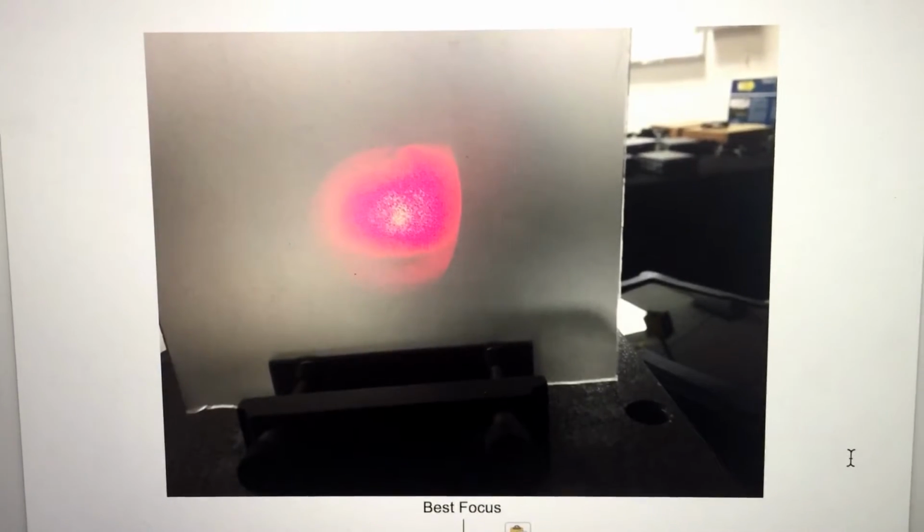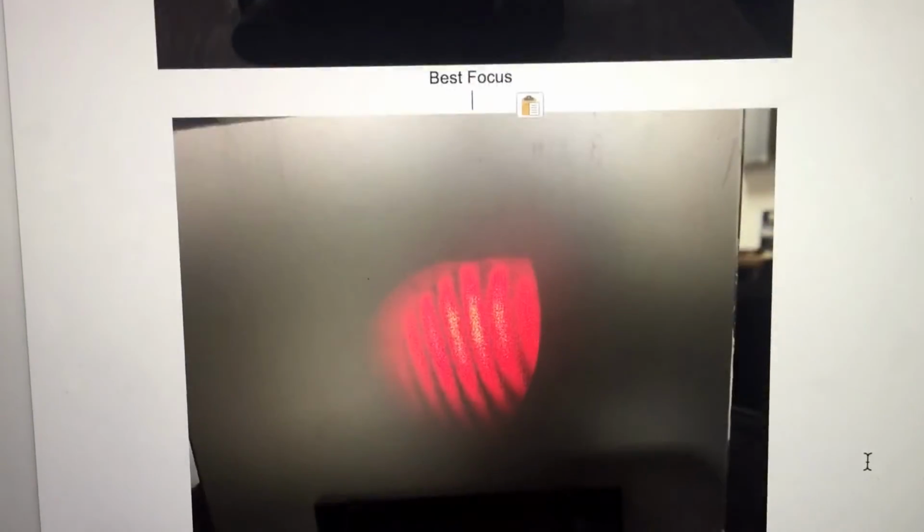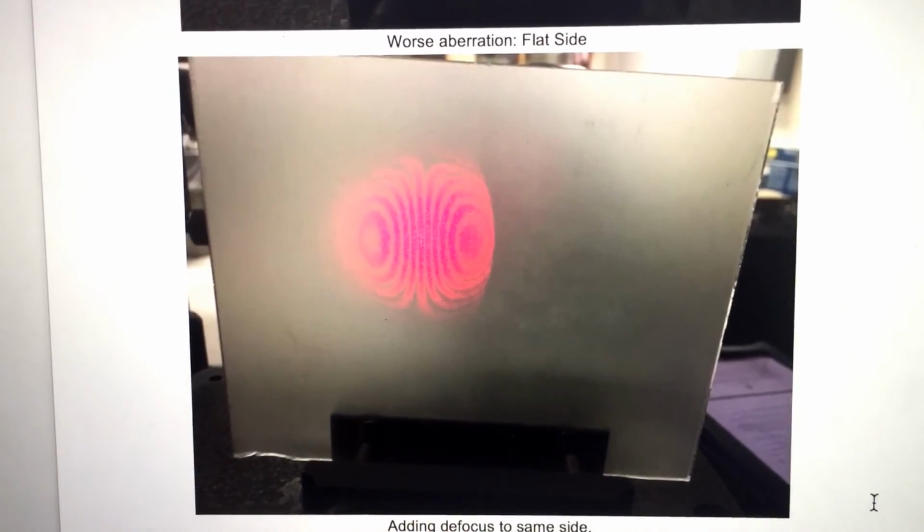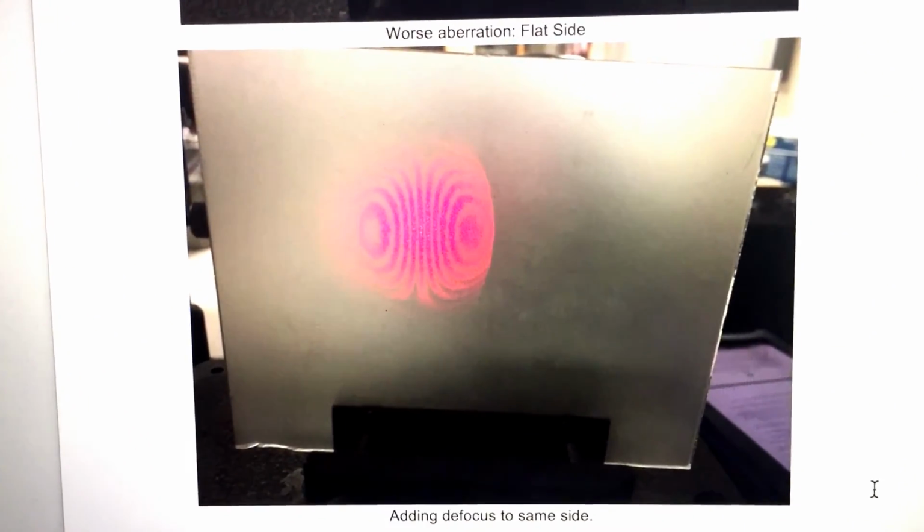Next, we moved on to our non-wedge shear plate, and this was our best focus. Our defocus, decenter, decenter and defocus, our worst aberration on the flat side, and we added defocus to this on the same side, resulting in this interferogram.